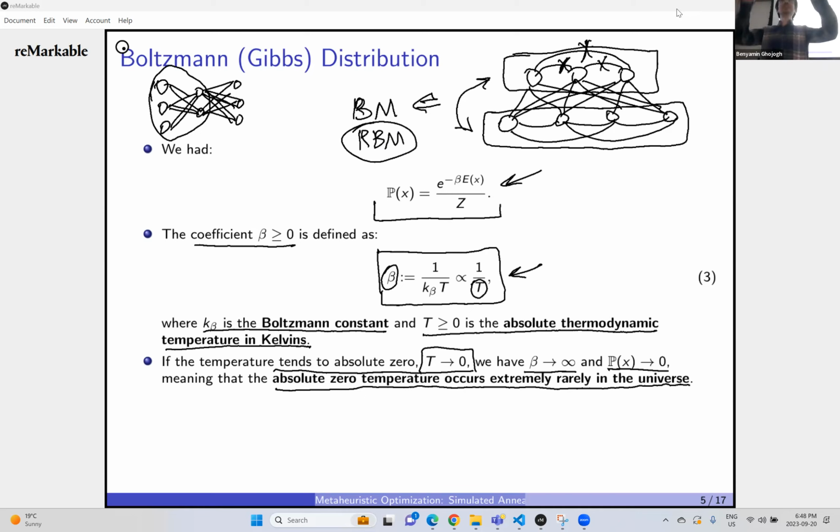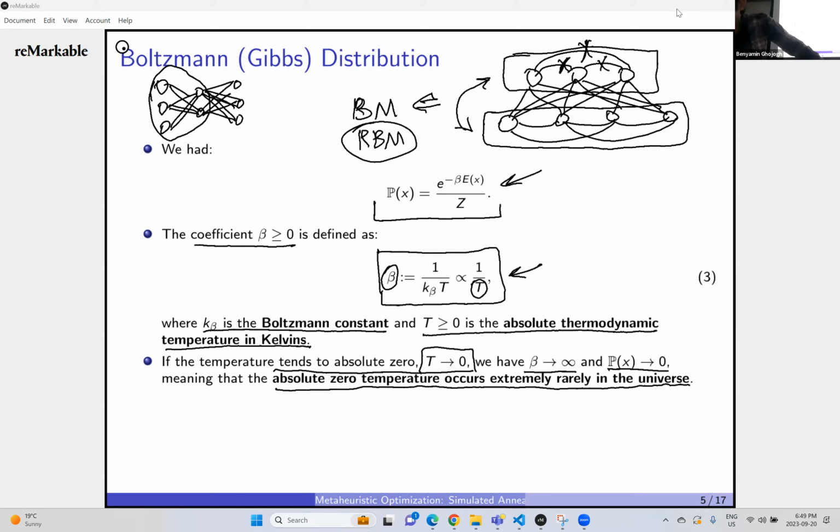Anyway, I said these in parentheses to tell you that for RBM training, we use the Boltzmann distribution. The RBM's name comes from the Boltzmann distribution, right? Boltzmann machine. It has a lot of use cases in different fields of science, in physics, in machine learning, and in metaheuristic optimization. So where were we? Okay, this was the Boltzmann distribution.